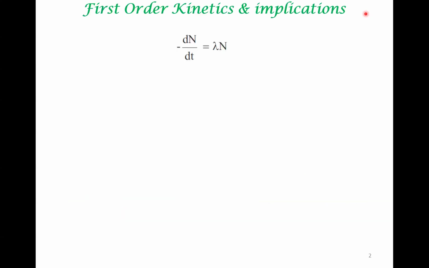So one of the most common ways of fitting the data was, let's say you have n number of atoms which are radioactive, and the rate of change of radioactivity is proportional to n. And that constant of proportionality is specified by this constant symbol lambda. So here dn indicates the decrease in number of atoms that are radioactive.